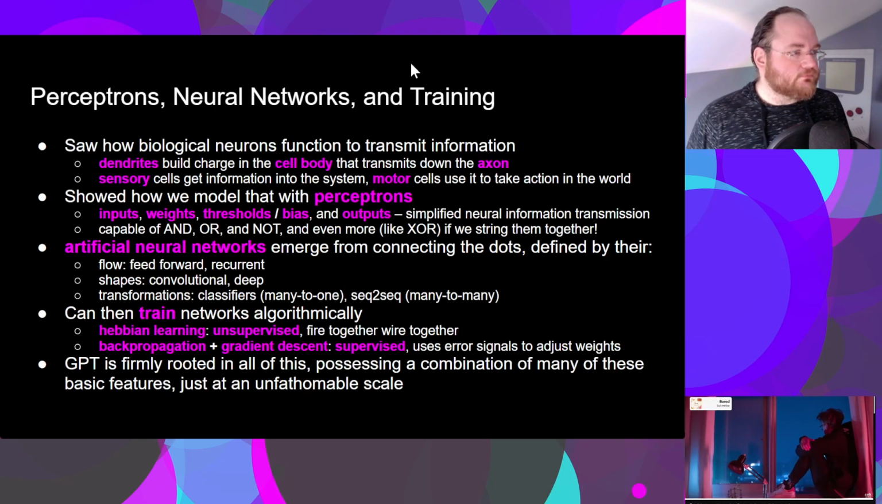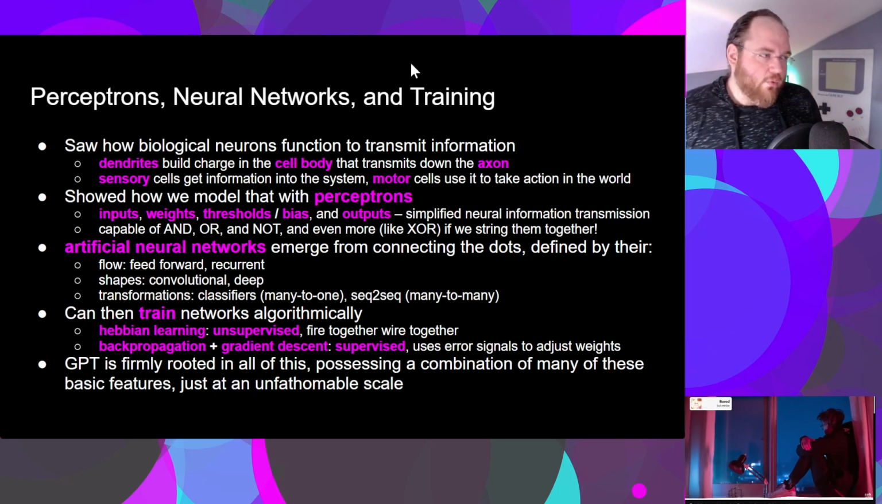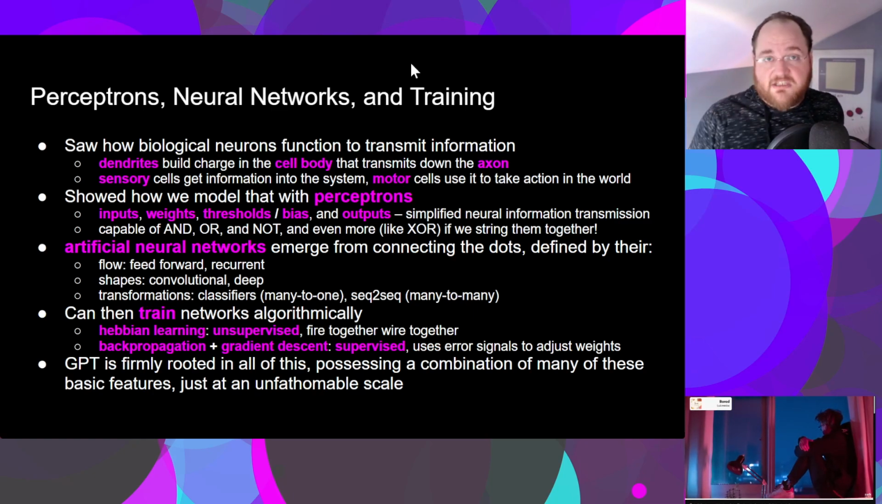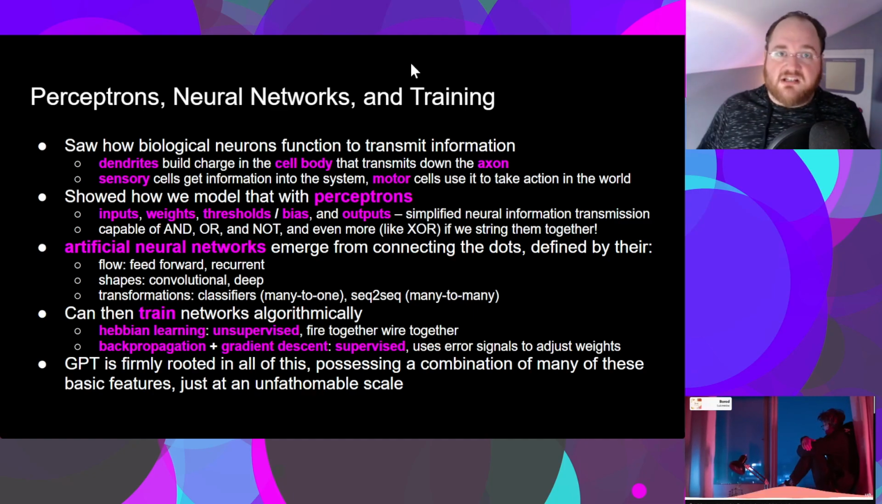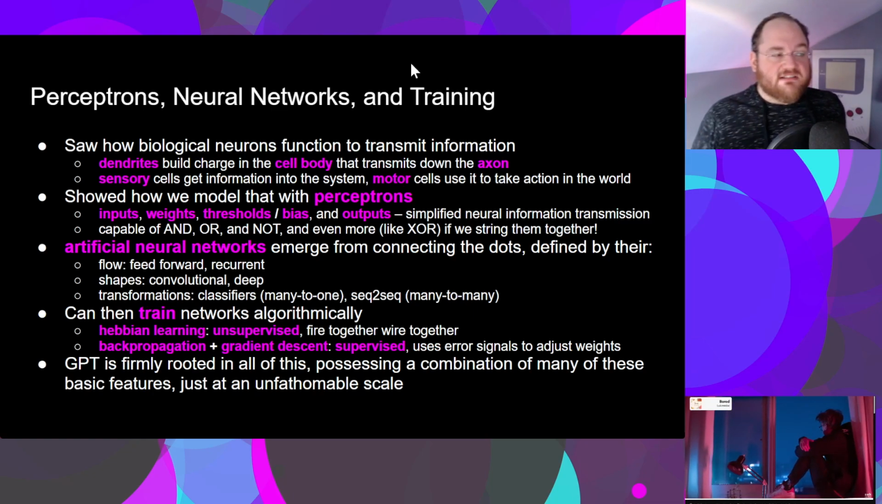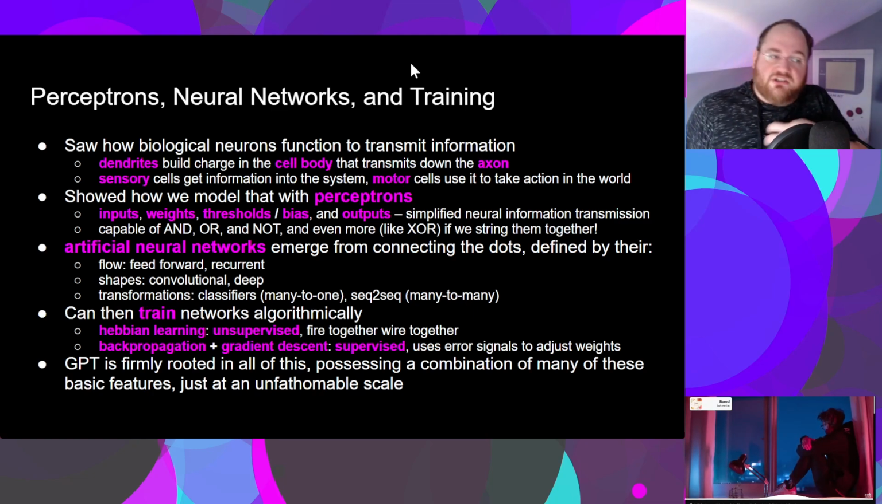So, that's it. Recapping. Whew, we came a long way in an hour. We saw how biological neurons function to transmit information, and the basics of that is the dendrites build charge in the cell body, and that transmits information down the axon, which is then sent on to other information getters. Sensory cells can get information from outside into the system. Motor cells can get information from inside the system out into the world by like flexing an arm, etc.